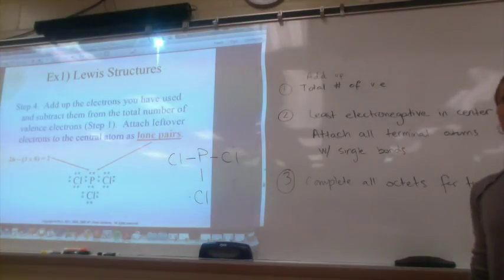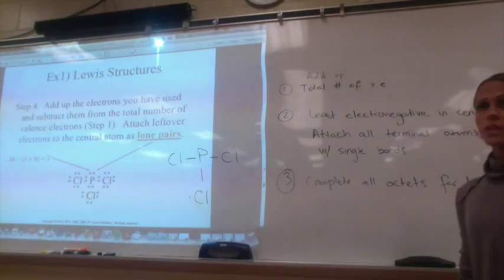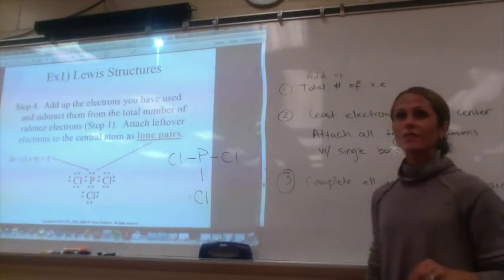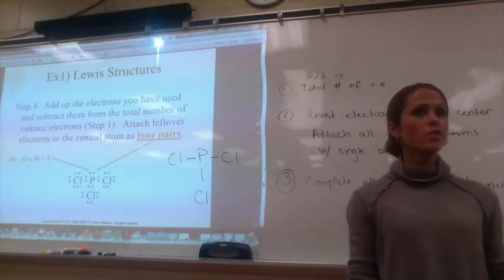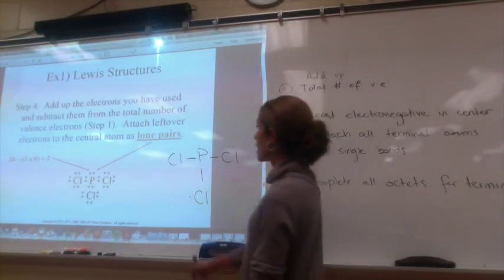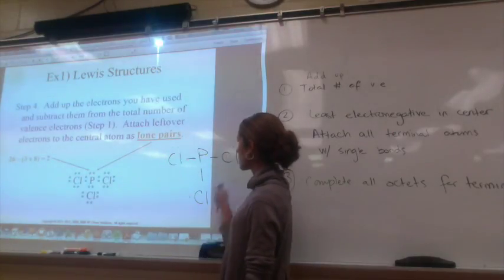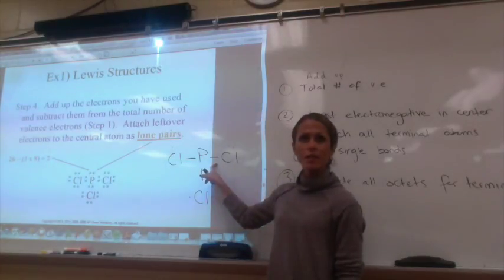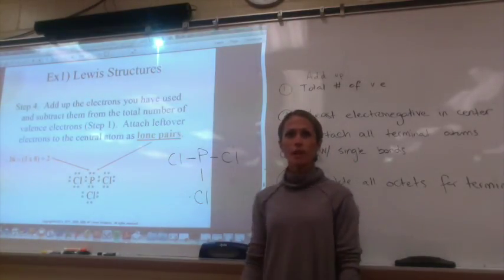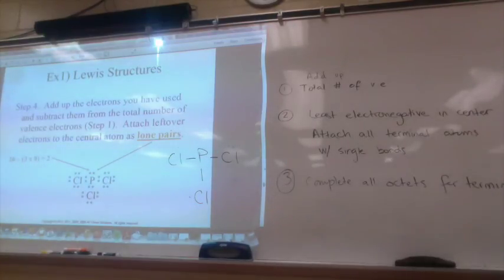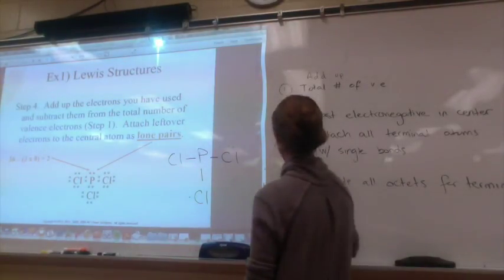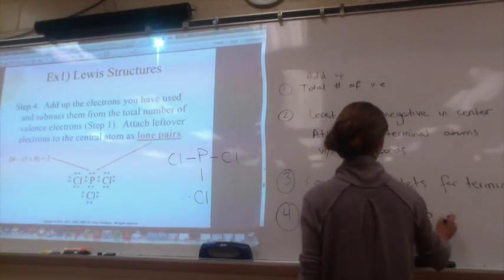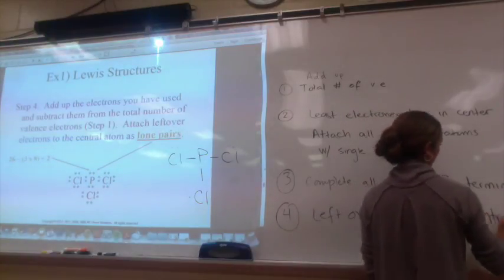Step 4, now you add up all of your electrons that you used and you subtract them from the total number of valence electrons that you started with. Any leftover electrons go on the central atom. So I have 2, 4, 6 times 3 of them, 18, 20, 22, 24, but how many did I have? 26. They go on the central atom. Okay? So step 4, leftover electrons go on central atom.